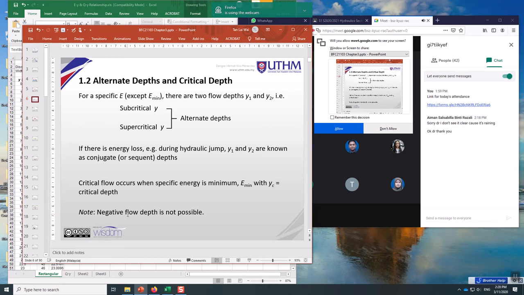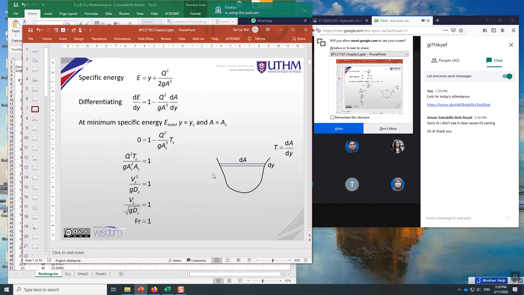Sometimes you'll get depths negative, but it's impossible. So what you could do is just put a modulus sign, so it's actually positive. That way it would not go lower than zero. Okay, now this is the specific energy expression that I've shown earlier.